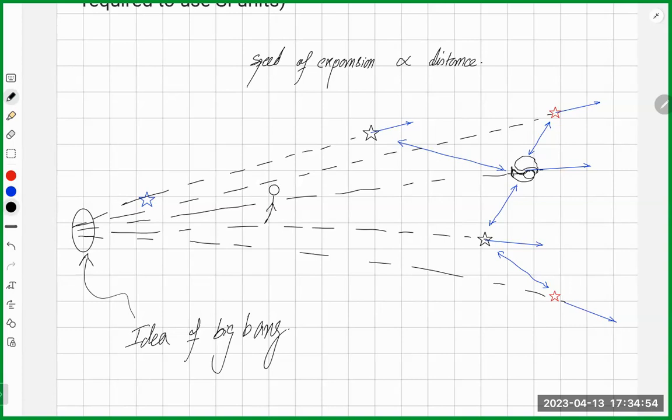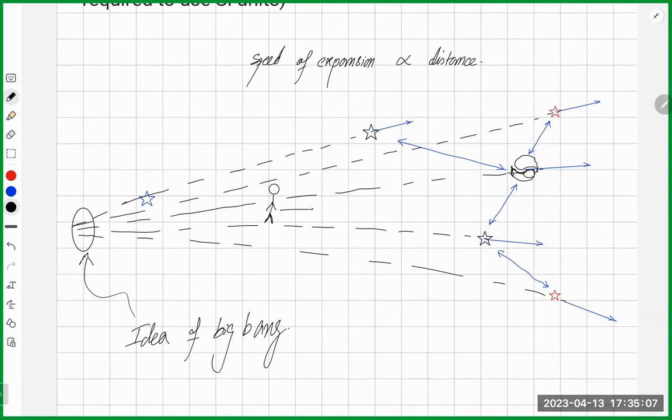This is you. This stickman is you. So you are also in this expansion business. Who will be expanding faster, the star X or you? Me. Good. When you observe star X, will you be moving away from star X or moving towards star X? Away.